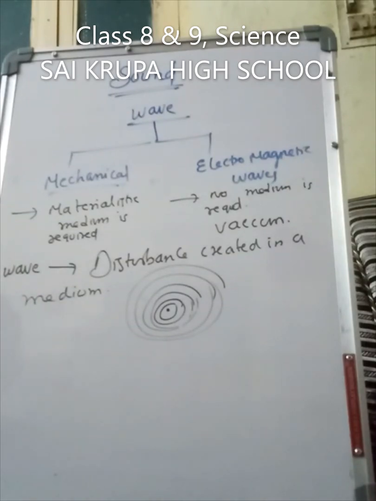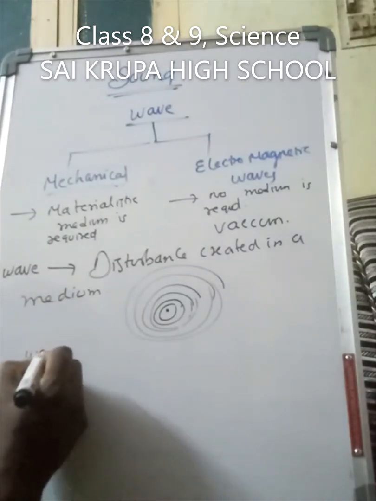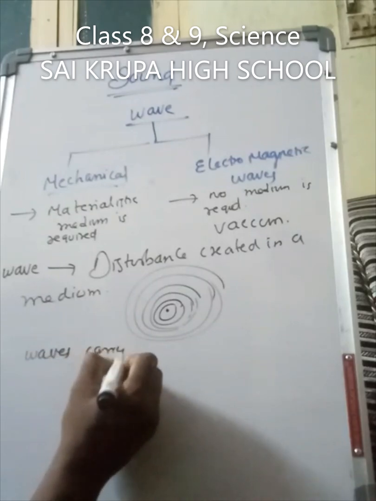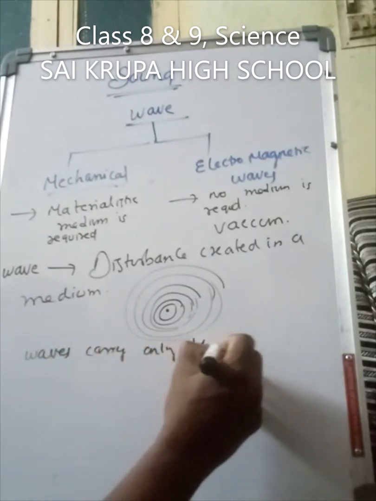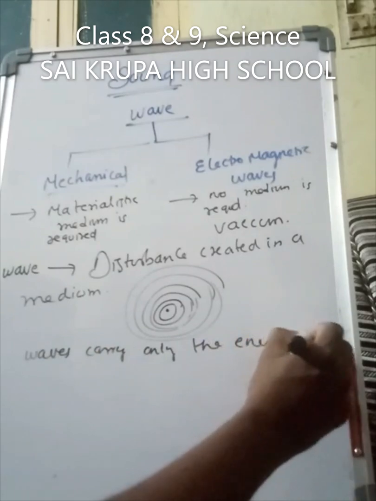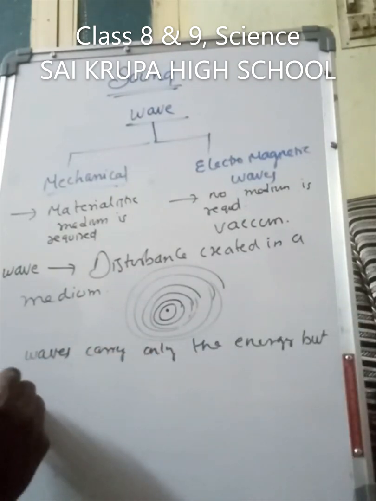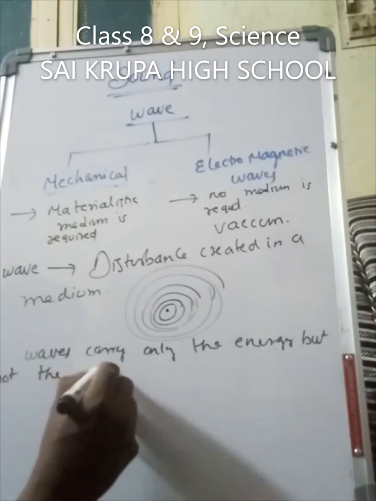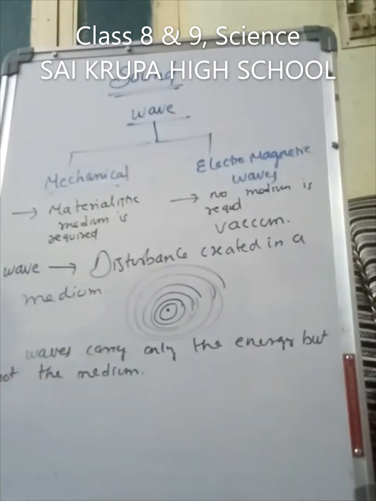Remember, waves carry only energy but not the medium. If you put a paper boat on these ripples, it will just tilt up and down, but it won't be carried away forward. So this proves that waves carry only the energy but not the medium.